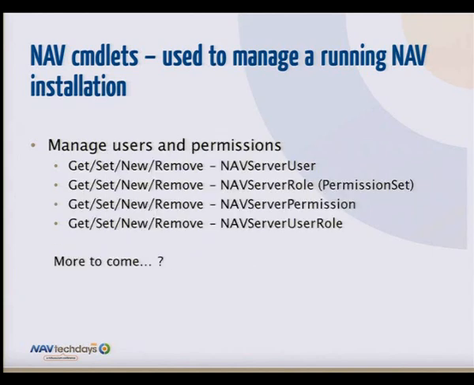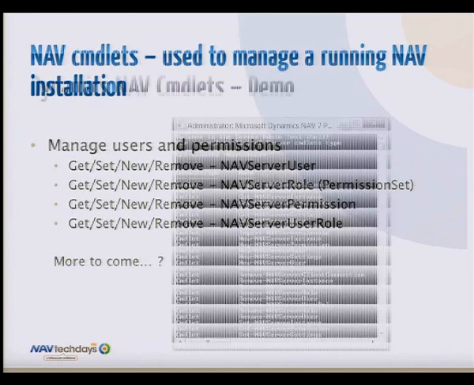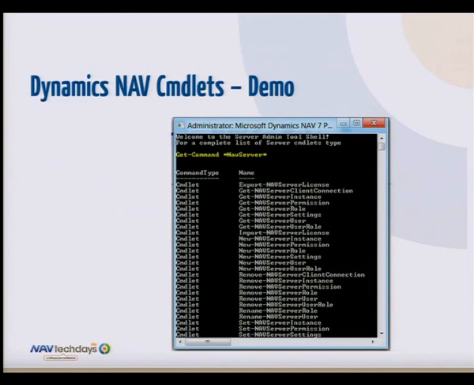Okay, then we have something for users and permissions. Again, these four verbs: NAV users, roles, which will be changed to permission sets, server permissions, server user role. More to come, definitely. I mean, it's just evolving slowly, and it's not only us who are doing it. Okay, now we'll just show a little demo, and then we can see what you guys can do.